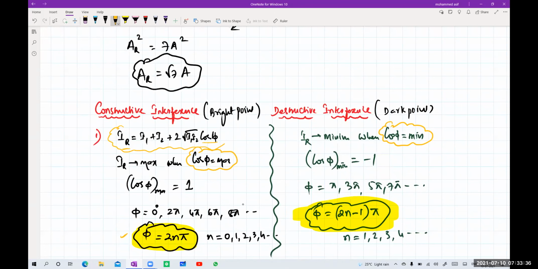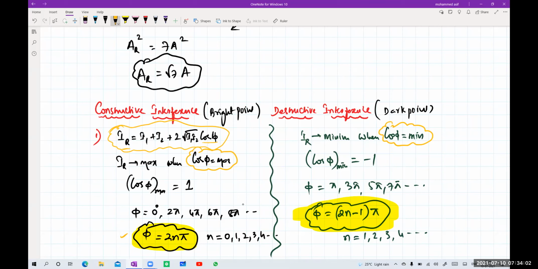In this formula, it will become minima when the cos value is minimum. What is the minimum value of cos? Minus 1. For what value are we getting minus 1? When phi is equal to 180 degrees, phi is equal to 3 pi, 5 pi, 7 pi. If I go on like that, we are getting the minimum value. So I'm developing a general formula right now here: phi is equal to 2n minus 1 into pi, where n starts from 1, 2, 3.